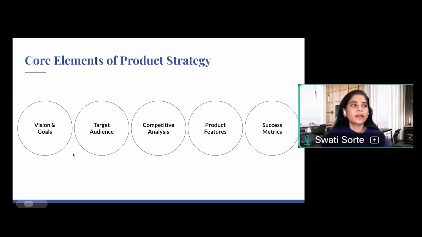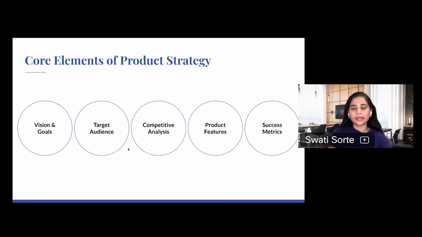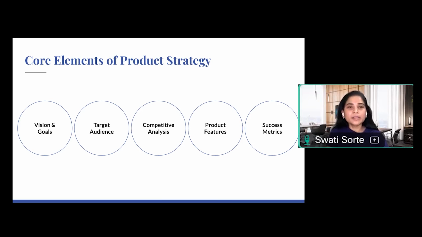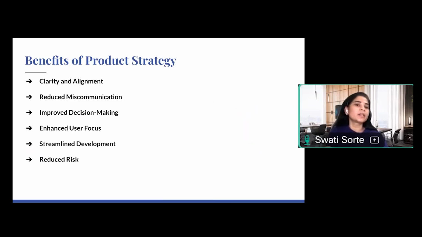So let's now try to understand, now that you already understood why the product strategy is important, what are the elements that go into it. Let's understand the benefits, like why should we do this? Why is it important for companies to build this, and how does this benefit the teams internally and the customers and stakeholders as well.